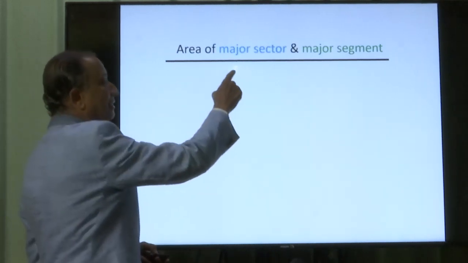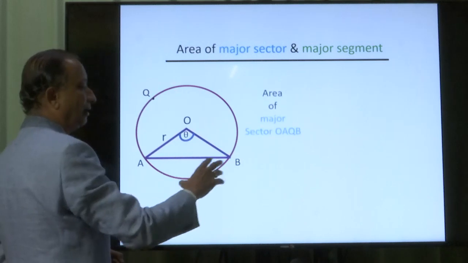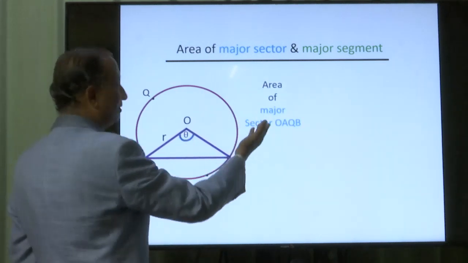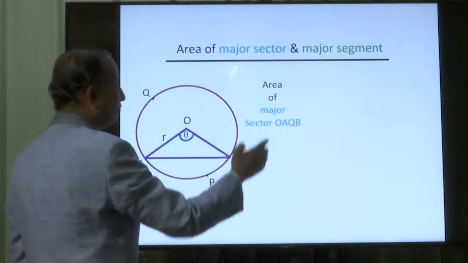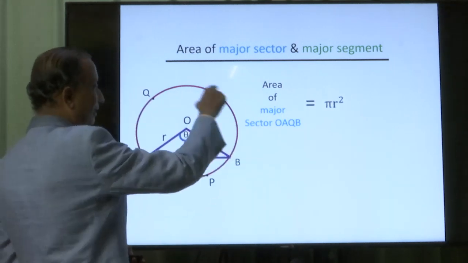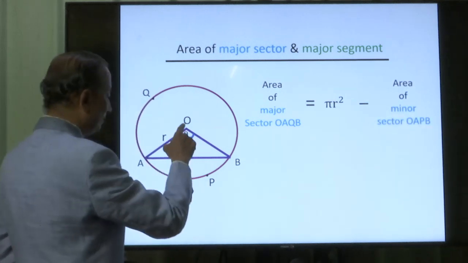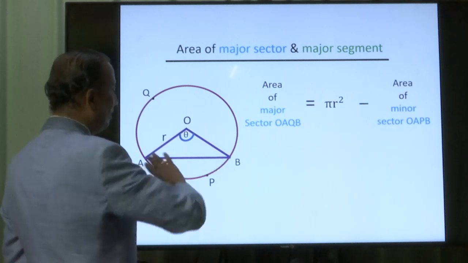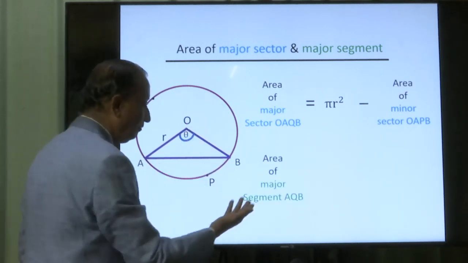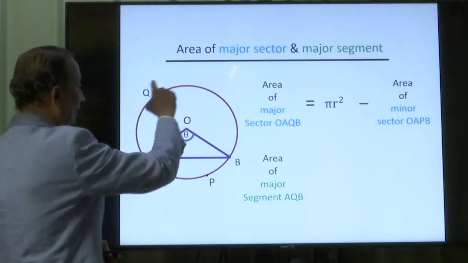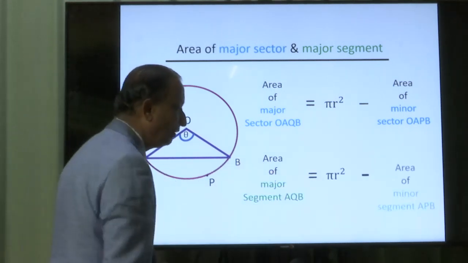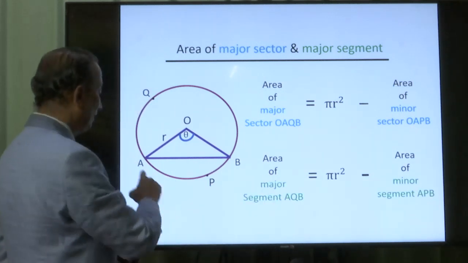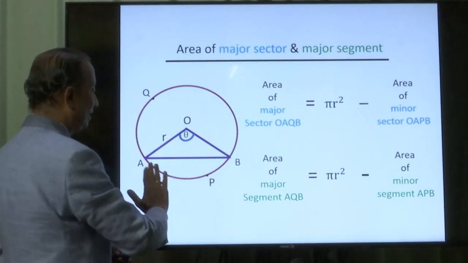Now let us take a major sector and a major segment and try to find out the formula to calculate the areas. Major sector means this one, OAQB. If you want the area of that, take the entire circle area and subtract the minor sector OAPB, so that you will get the area of the major sector. If you want the major segment AQB, again take the area of the circle and subtract the area of the minor segment APB. If you subtract this area from the entire area, you will get the area of the major segment.